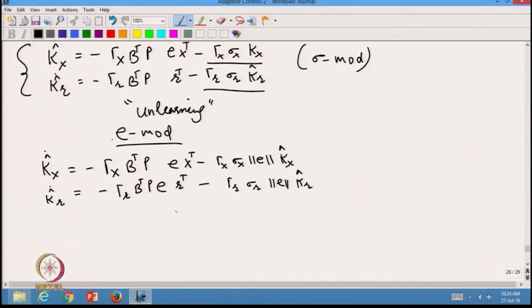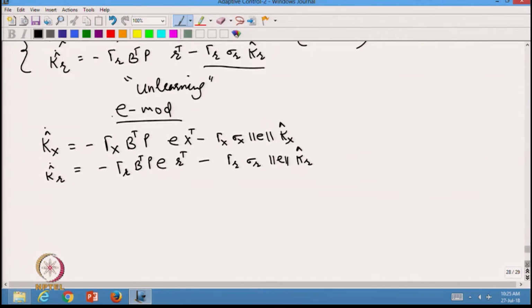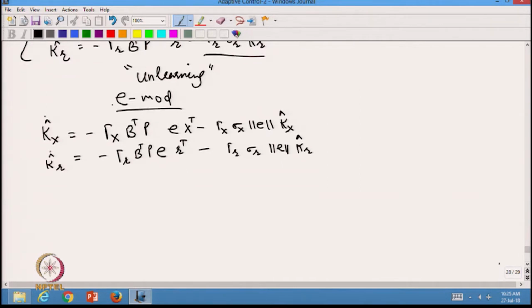So if you look at the second term, the sigma mod has now been modified, and there is the norm of the tracking error which is now multiplied with the second term. So that is the only modification, but the slight modification results in both these terms becoming small as the tracking error becomes small. So it intuitively you could think that this would prevent the unlearning behavior and result in better performance.